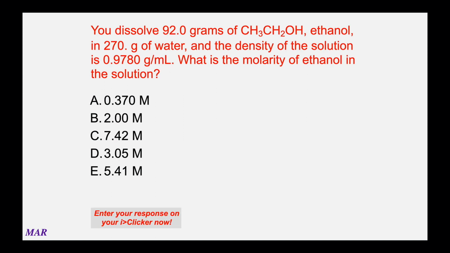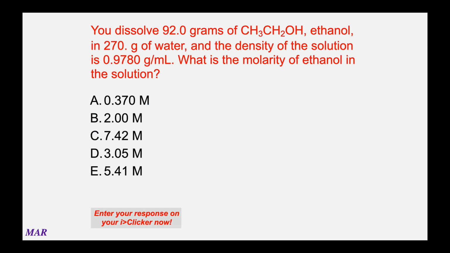Here's a problem. Same grams of ethanol, same grams of water, but we have the density of the solution is 0.9780 grams per milliliter. What is the molarity of ethanol in the solution? Okay, so molarity is different than molality. There are some parts the same and some parts different. See if you can do this one on your own. I recommend pausing the video, unpause it when you're ready to talk about the answer. Pause the video now.